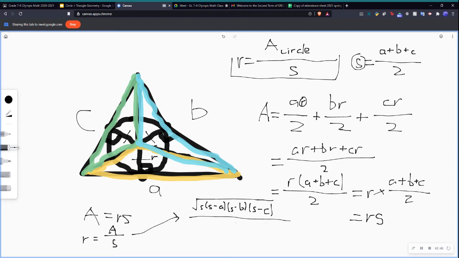And all that divided by S will give you the inradius of the triangle. I'll put this is equal to R. All right, so this ends the proof of that formula. Any questions about this?